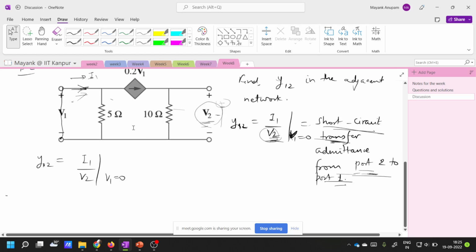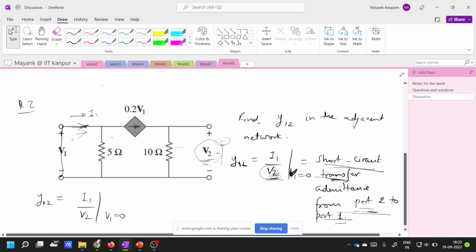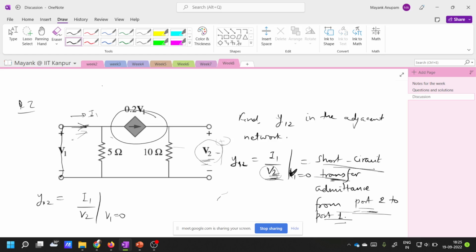This current source is basically making a current 0.2 V1 flow through this branch, right? Now when V1 is equal to 0, this current has to be 0. What does that mean? There is no current flowing in this branch. This is as good as saying that this branch is not there. This branch is open circuited, right? So this branch is open circuited and there is no current flowing through it. Now let me erase this and see.